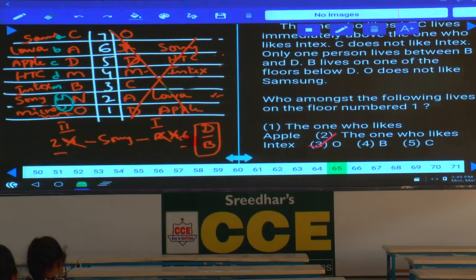Now this is about paper number 19, question number 31 to 65. Have you done with these 35? Any doubts in these 35? 31 to 65. Next.